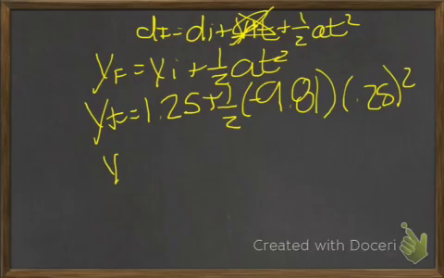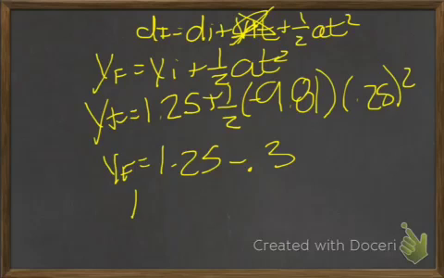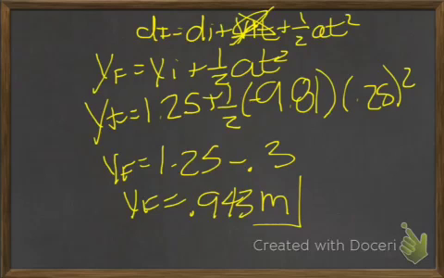So y of f equals 1.25 minus 0.3. That's why it's important to use that negative, because obviously our final position would be lower than our initial position. So you get y of f equals 0.943 meters.